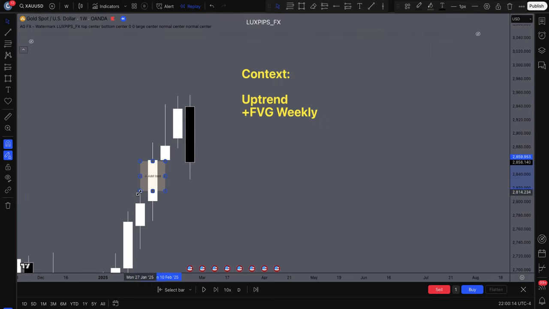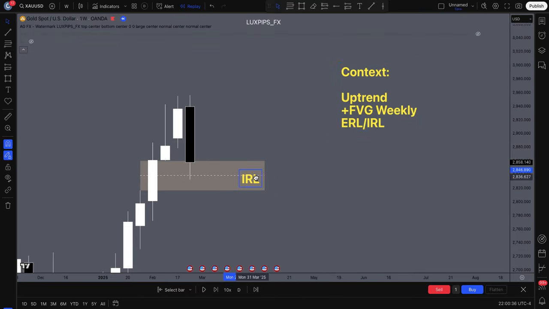The magnitude on 2, so it's nice and precise. Now here, what we're expecting, as in MMXM, is ERL, IRL type of scenario. So this is your IRL, your FEG, and these highs right here is ERL. We're expecting price to be bullish with context.